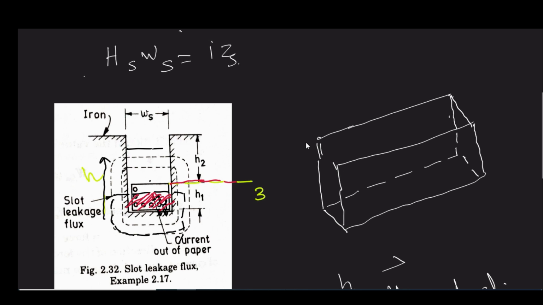A slot is like a, this kind of means structure, solid structure. Now here this length is L. What is H? Now what is your conductor? Conductor is here.